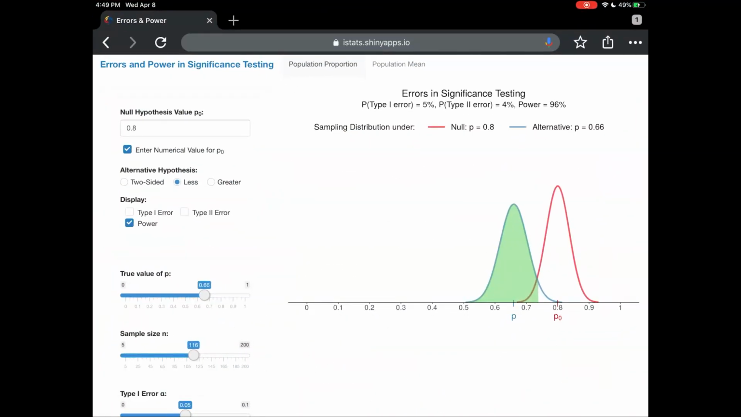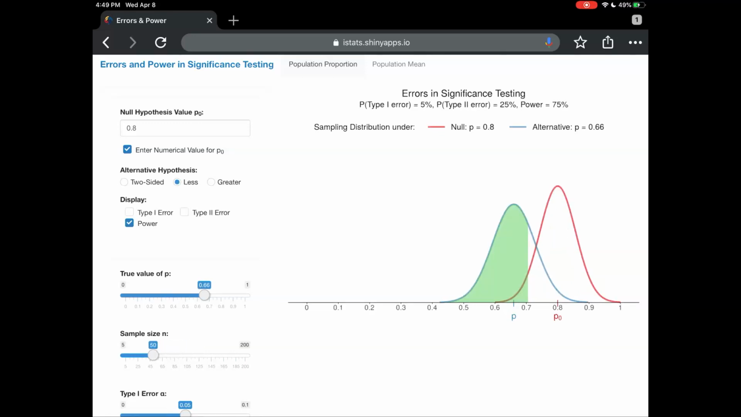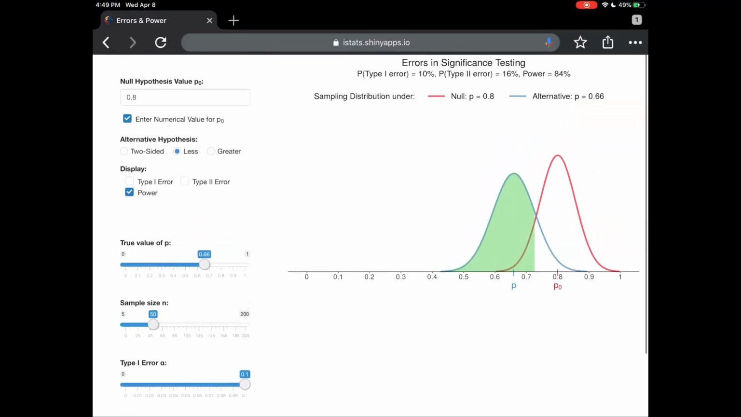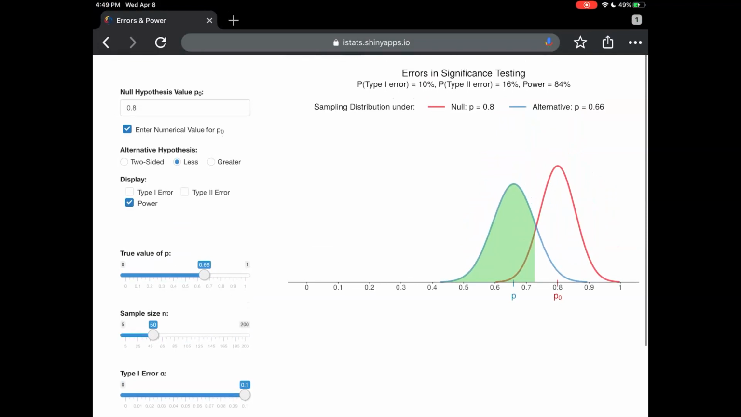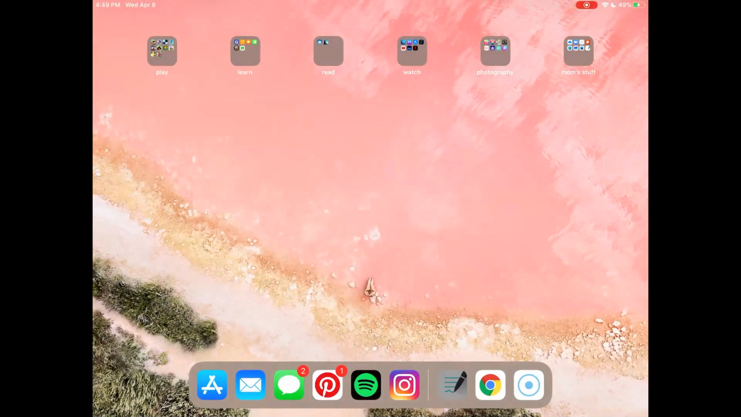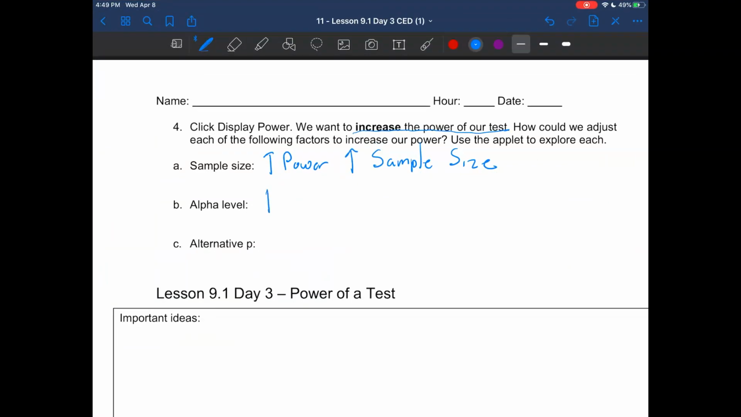Okay, let's go back and take a look again. How about our alpha level? So I'm going to go back to a sample size of 50. And our alpha level. Right now we're at a 5% type 1 error, where our null hypothesis is true, but we reject it. So let's increase it to 10%. What happens to our power? Well, if we take a look here, we were originally at 76% for our power. Now if we look at the top, this is 84%. So what we're going to say here is that to increase the power, we're going to increase our significance level.